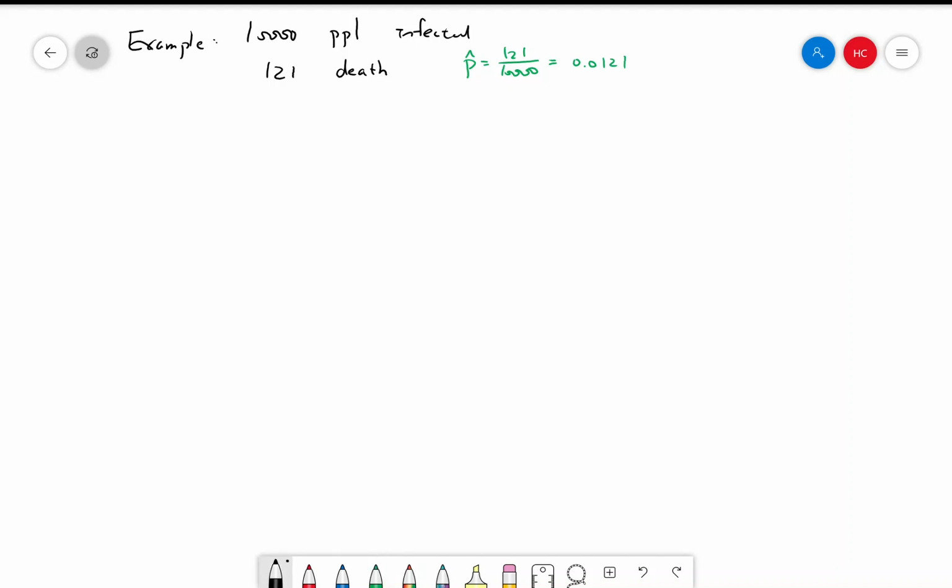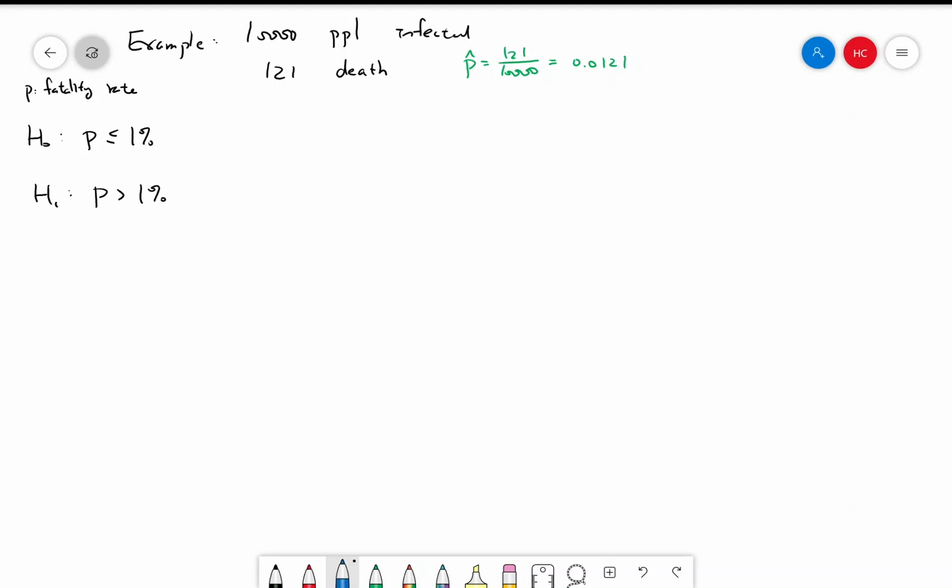So we want to accept that the fatality rate is greater than 1%. So that's our alternate hypothesis, and the null hypothesis is the opposite. It states that the fatality rate is less than or equal to 1%. So p is the fatality rate.